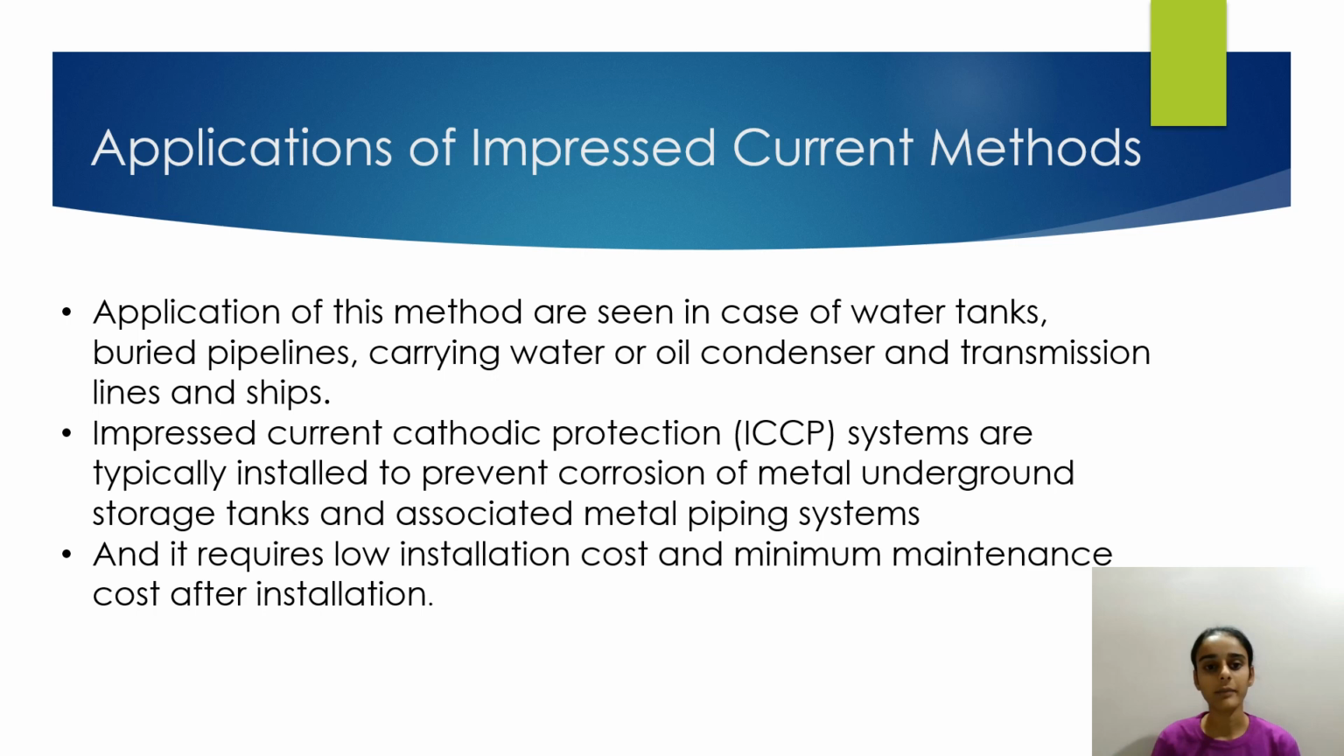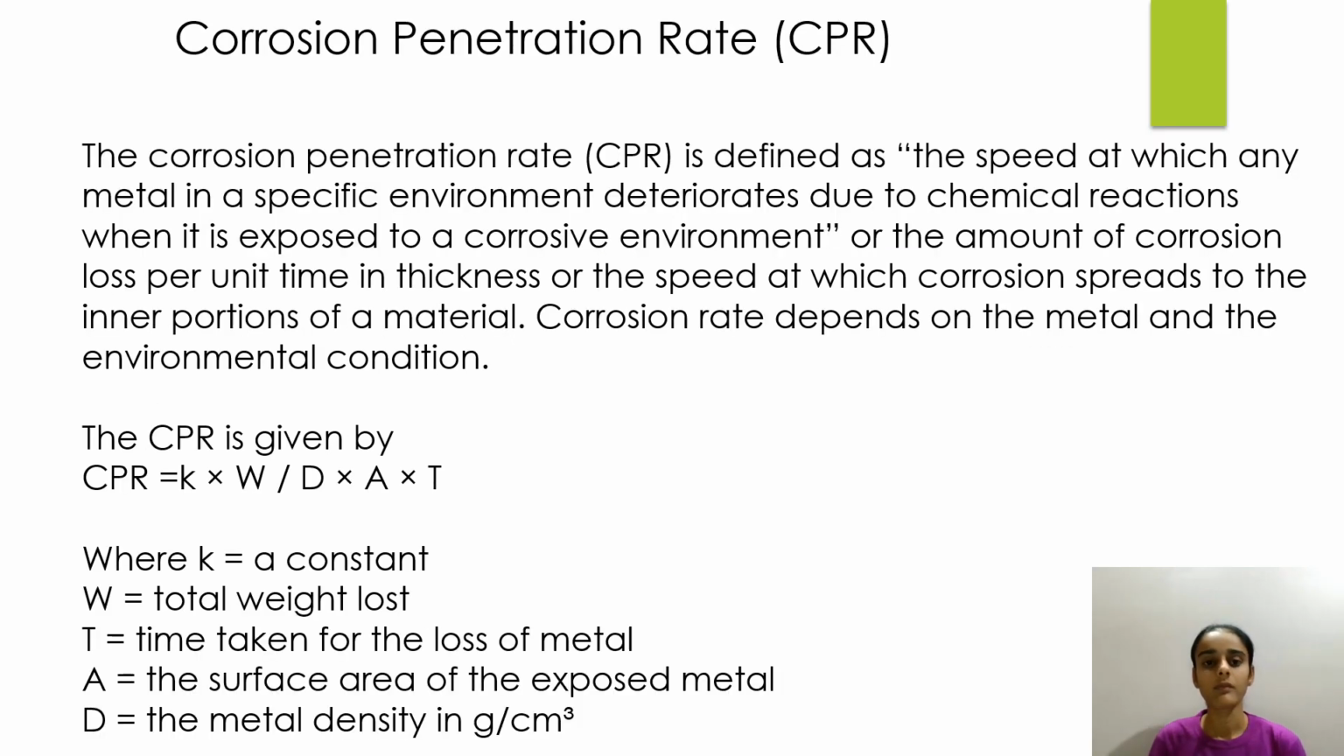Applications of impressed current method. Applications of this method are seen in water tanks, buried pipelines carrying water or oil, condensers, transmission lines and ships. Impressed current cathodic protection systems are typically installed to prevent corrosion of metal underground storage tanks and associated metal piping systems, and they require a low installation cost and minimum maintenance cost after installation.